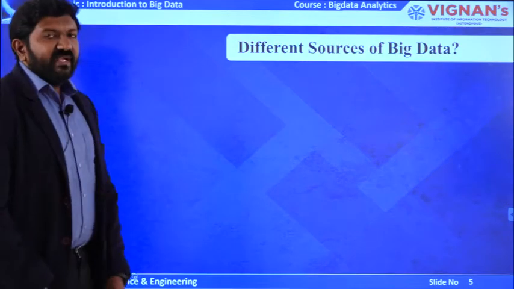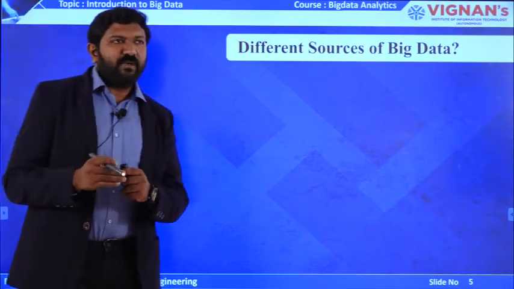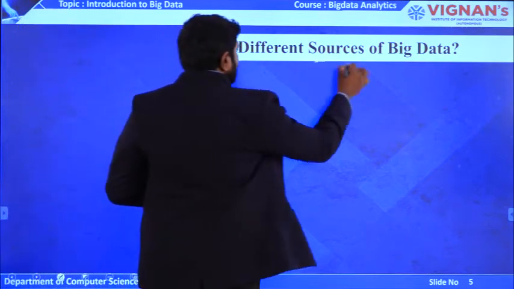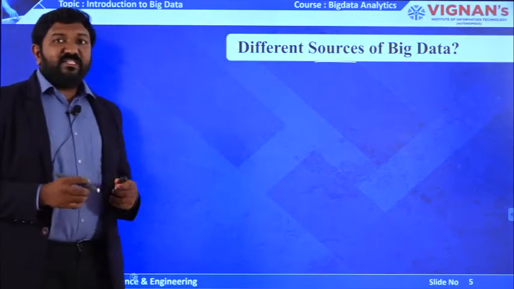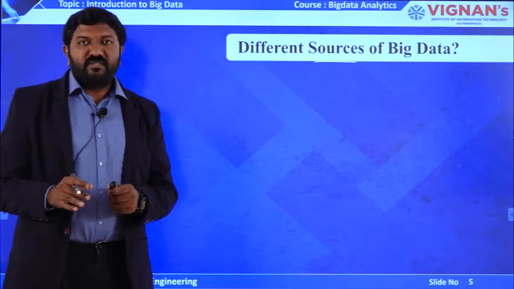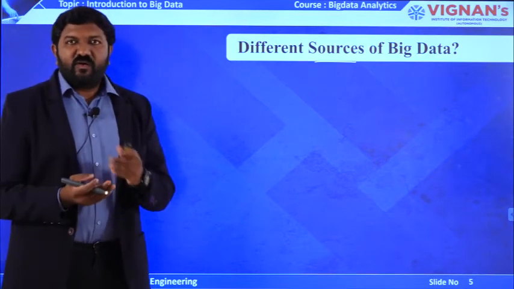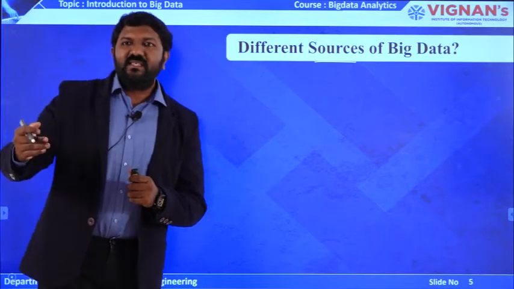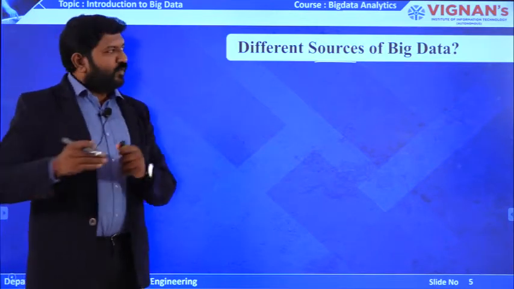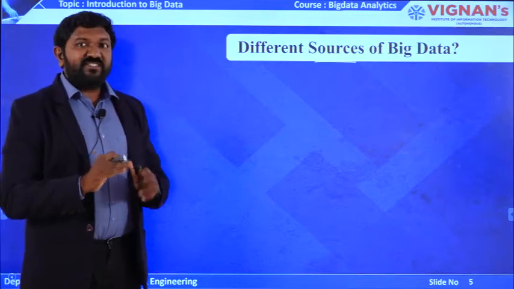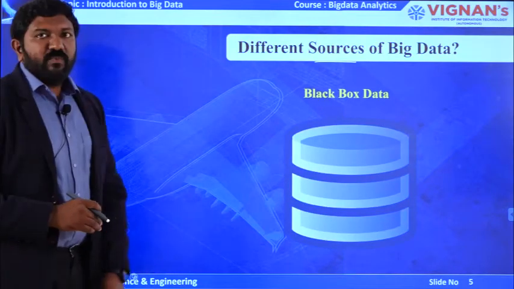The next topic is the different sources. I have been telling you that data is being generated from different sources, and I have just gone through a slide where a mobile phone is generating a lot of data. But let's understand this in the real world, with real applications where we can see this huge amount of data being generated. The first one is black box data.